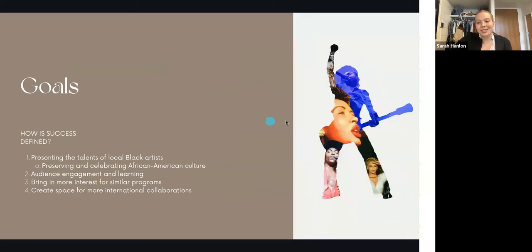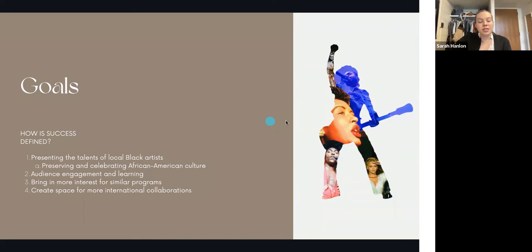So how is success defined for the program? For arts organizations such as the Harvey B. Gantt Center, programs similar to Voices in History always have specific goals and desired outcomes in mind. For this program, success can be defined by presenting the talents of local Black artists and the creations of African American music legends, thus preserving and celebrating African American culture.